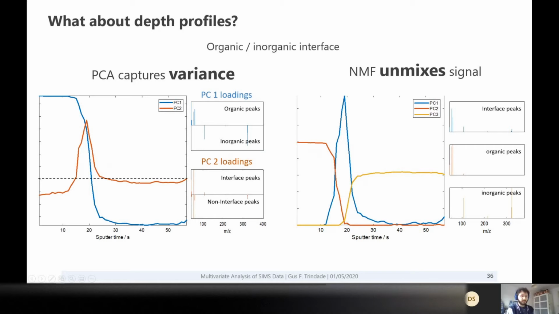Sorry to interrupt. I have a question. Sure, yeah. How did you get from having 2 components in the PCA to 3 components in the NMF?